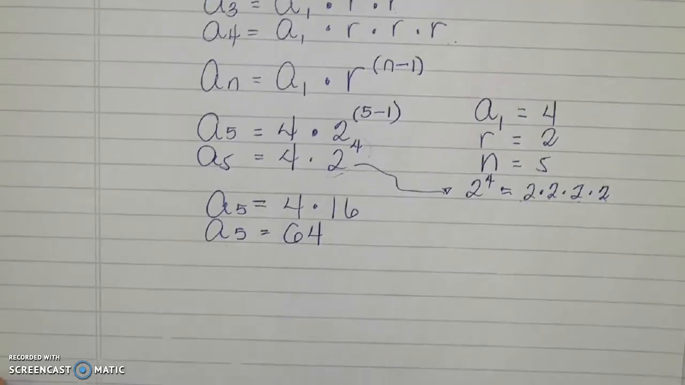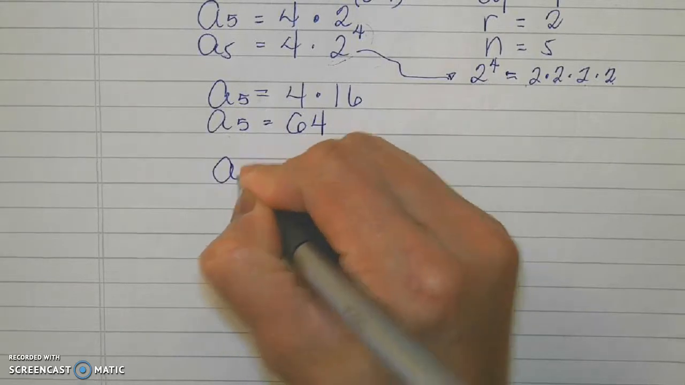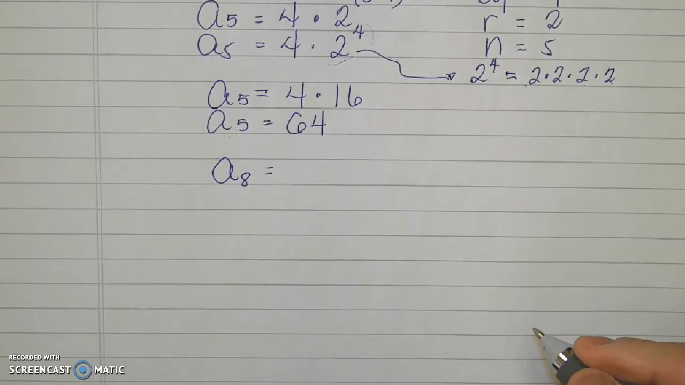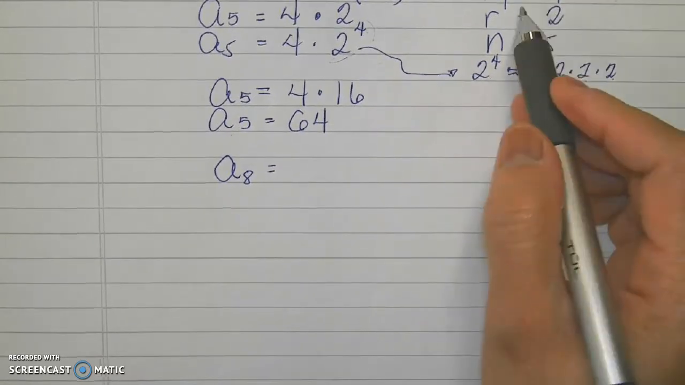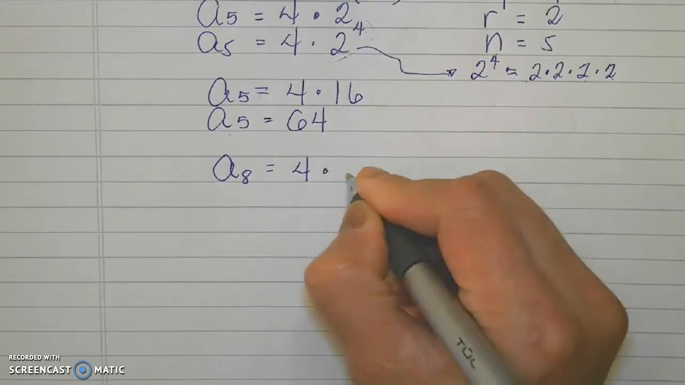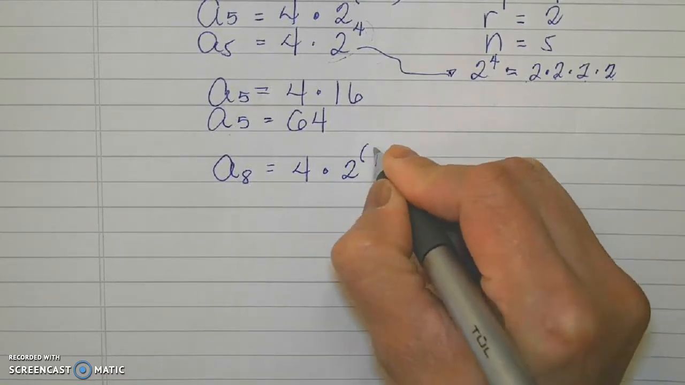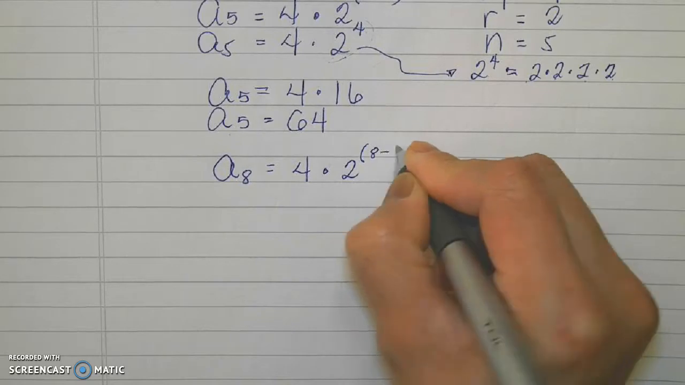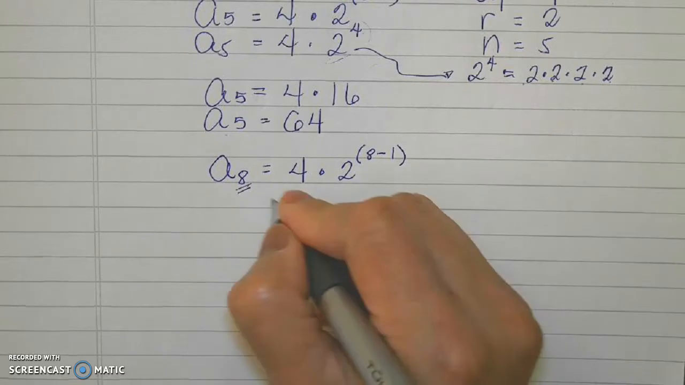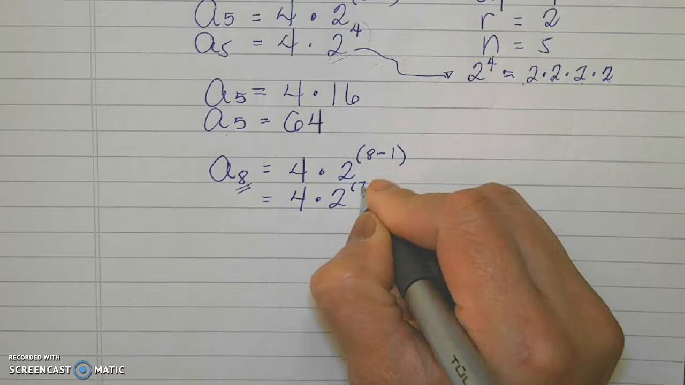So we will have another example, and I want this other example to be to look for a sub 8. So let's challenge ourselves. Look for a sub 8. So once again, let's plug in the same information. We have our first term to be 4, our common ratio to be 2, our power to be, in this case, 8 minus 1, because that's your n right there. So let's have this, 4 times 2 to the power of 7.